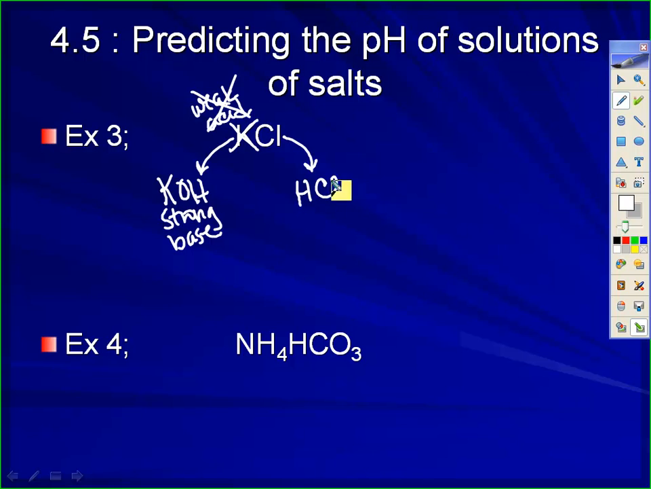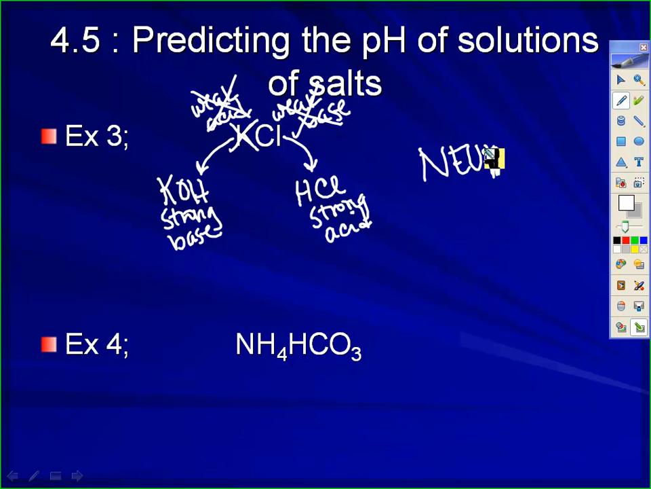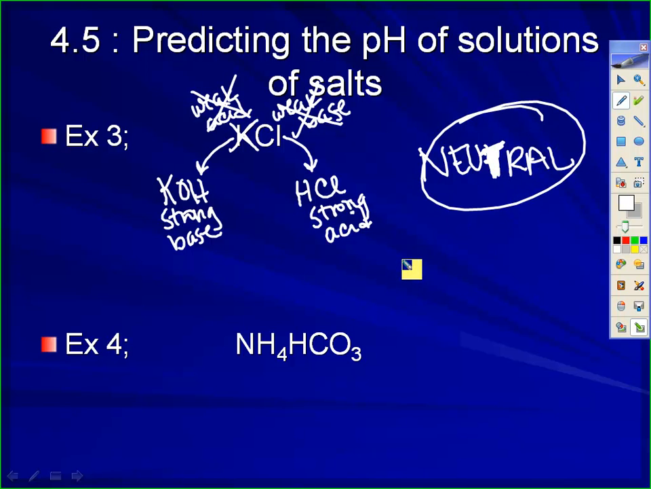Cl minus 1 came from HCl, which is a strong acid. This is a strong acid, that means Cl minus 1 is going to act as a weak base, which means it's not going to do anything. So in other words, nothing's going to do anything to the water that's already there. So this dissolving is going to form a neutral solution.